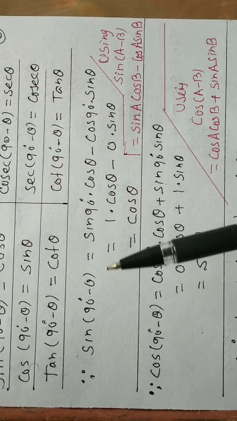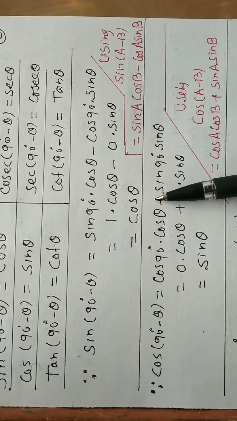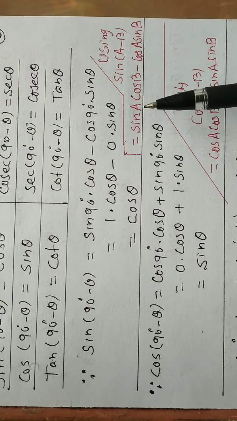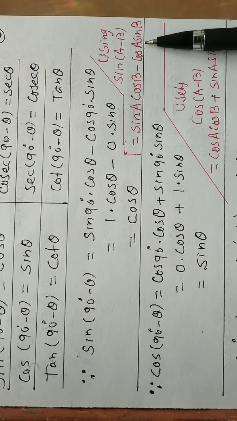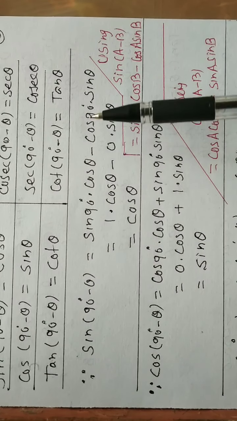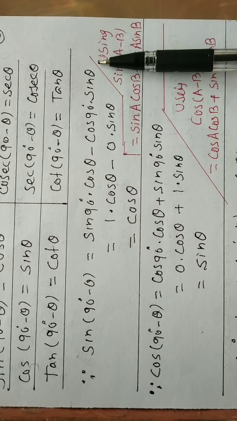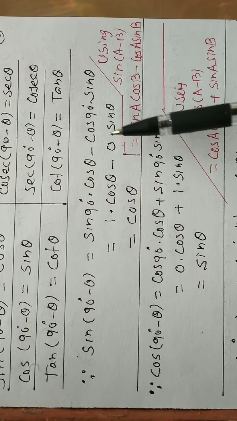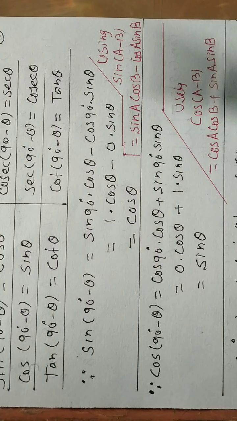Now there is a proof why sin 90 minus theta is cos theta. Use this formula, sin A minus B is equal to sin A into cos B minus cos A into sin B. So sin 90 minus theta is equal to sin 90 into cos theta minus cos 90 into sin theta. Put the value: sin 90 is 1, into cos theta, minus cos 90 is 0, into sin theta. So this is cos theta, proved.